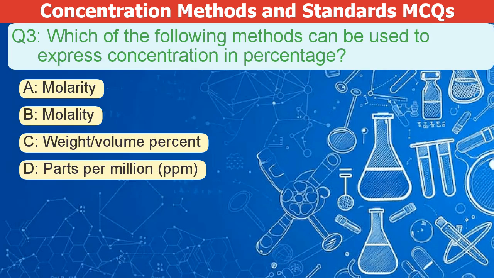Which of the following methods can be used to express concentration in percentage? A. Molarity. B. Molality. C. Weight, volume percent. D. Parts per million, ppm.